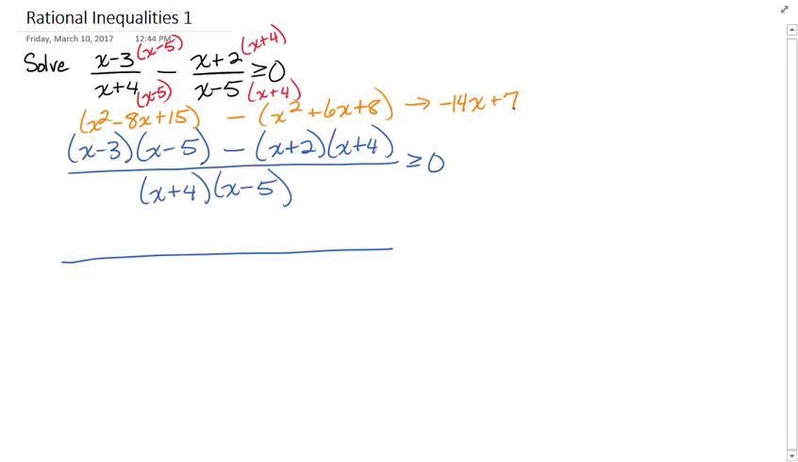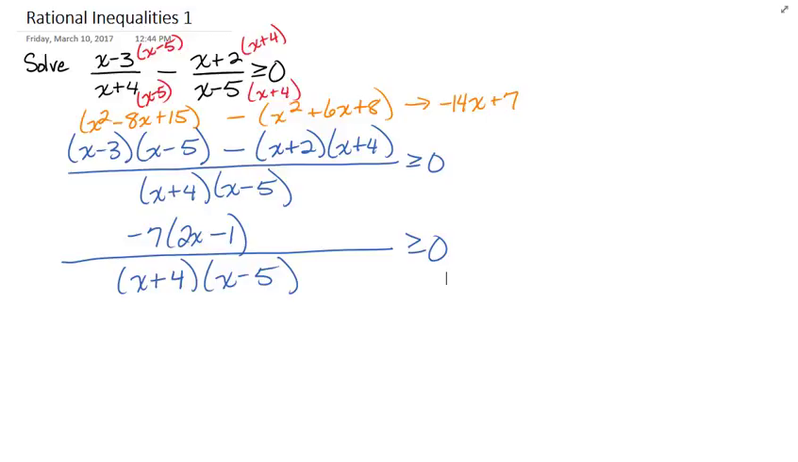So minus 14x plus 7. It looks to me like I can factor out a negative 7 from both of those, leaving 2x minus 1. That is factoring negative 7 out, and that's our numerator. It's more simplified. So let's put it here. And then the denominator is x plus 4, x minus 5. So now we're finally set up to solve this rational inequality.